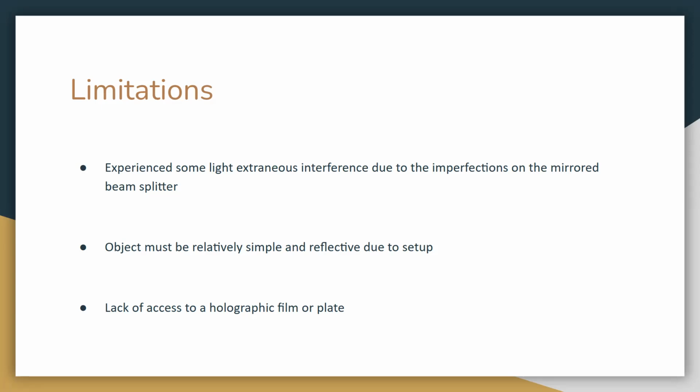And another limitation was that the object had to be relatively simple and reflective due to the transmission hologram setup. The bouncing of light off the object is one of the major components of this setup. So it needed to be reflective as well as have low dimensionality for an easy recording.